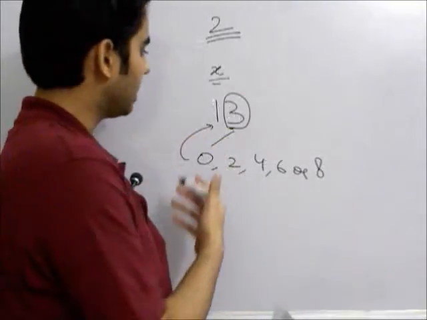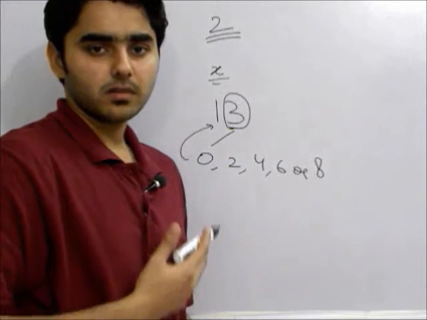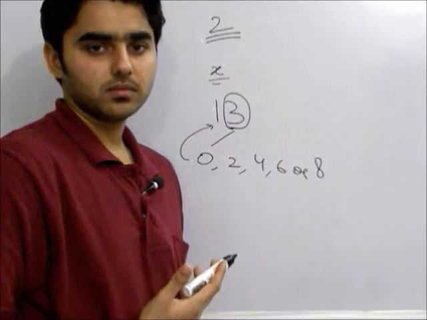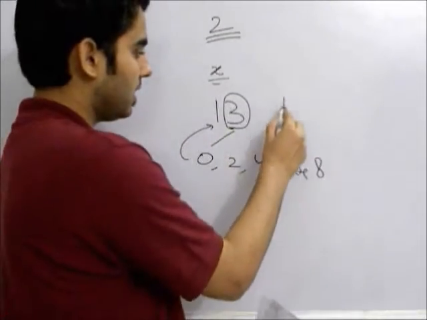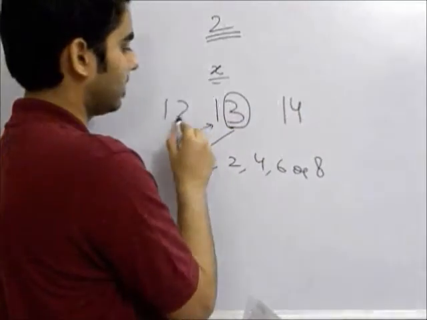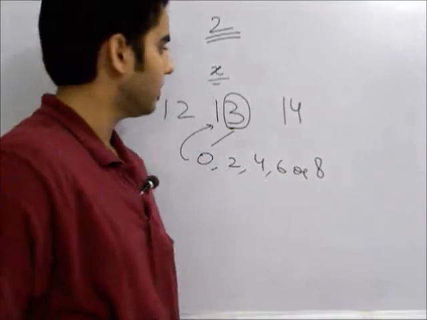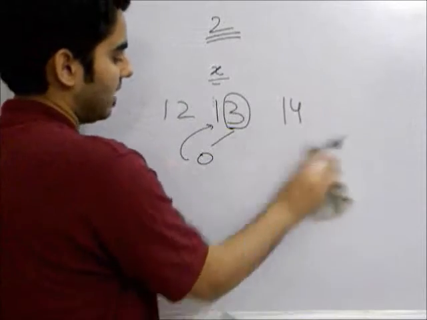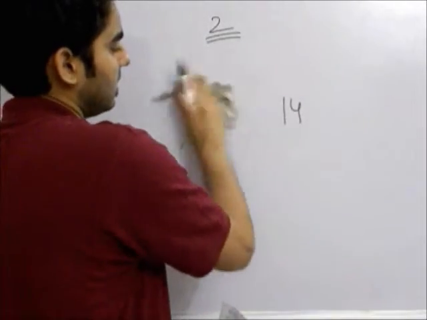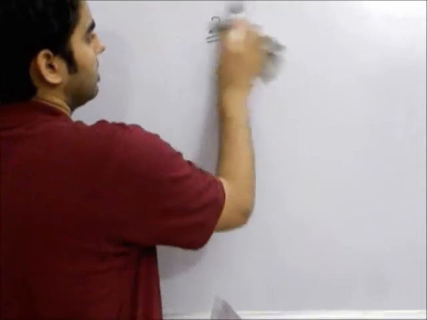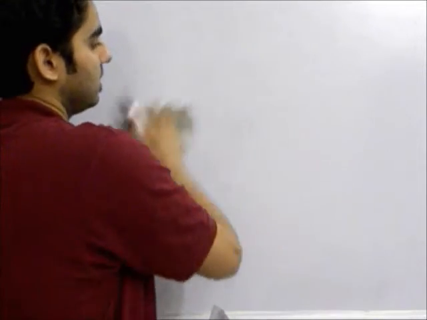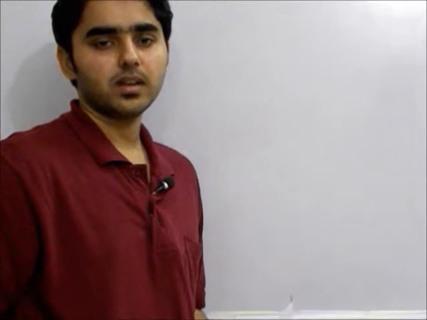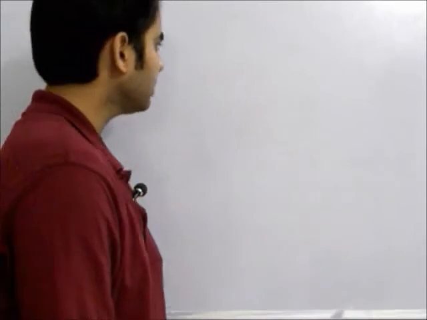So in this case, is 13 divisible by 2? No, right? 14 is, or 12 is, right? Simple. Or as we discussed earlier, every even number is divisible by 2, right? That is the difference between even and odd. Even numbers are divisible by 2, odd are not, right?